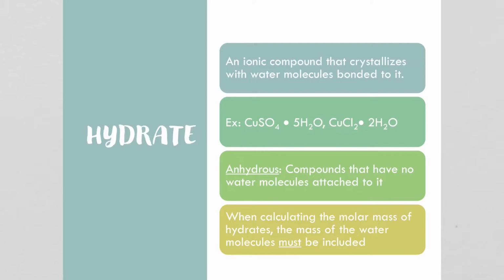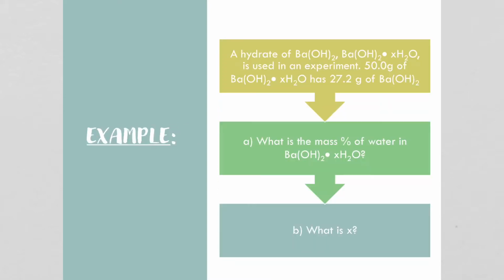So when you're calculating the molar mass of hydrates, because they always combine with the same number of water molecules, you have to incorporate the mass of the water molecules too. So these molar masses will be quite large because of the number of water molecules attached. So we'll go through an example of how you would determine the number of water molecules with this example.